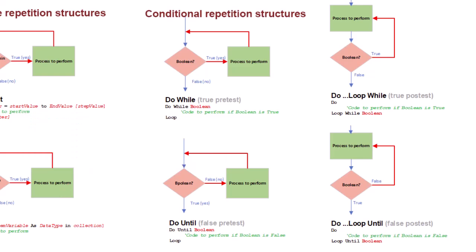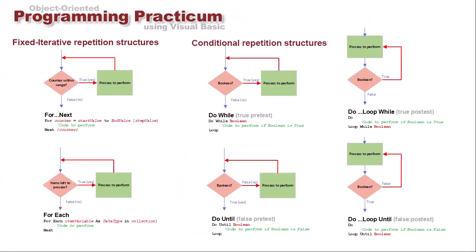But Visual Basic gives you all 6 of these opportunities, and so we'll look at each one in a little more depth in the next videos. The choice of which repetition structure to use really depends on the task at hand, but also on the programmer's choice and their preference. In many cases, we can use either a fixed iterative or a conditional repetition structure, depending on how we write the condition.